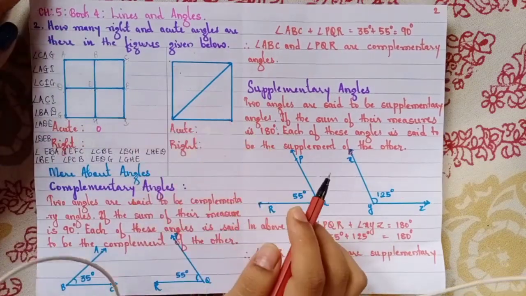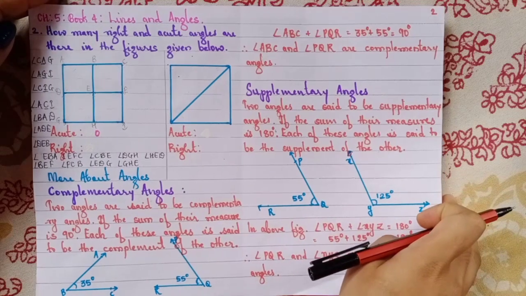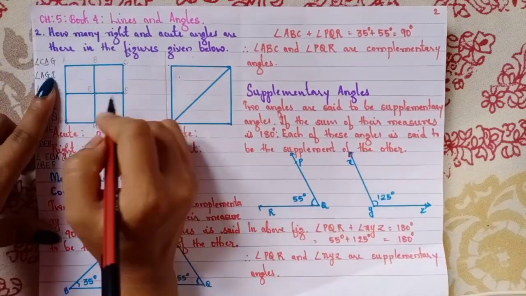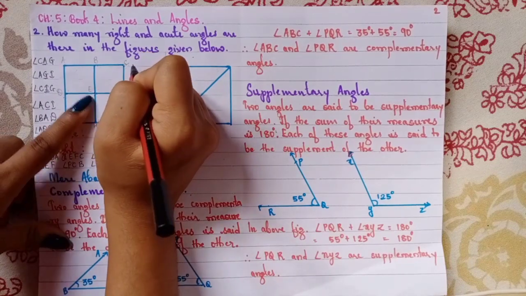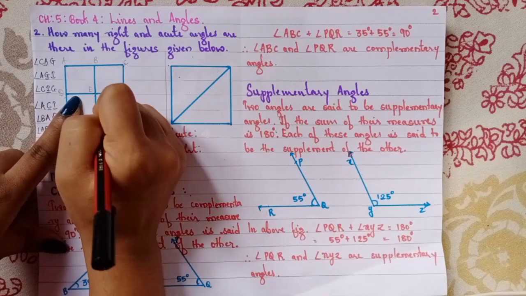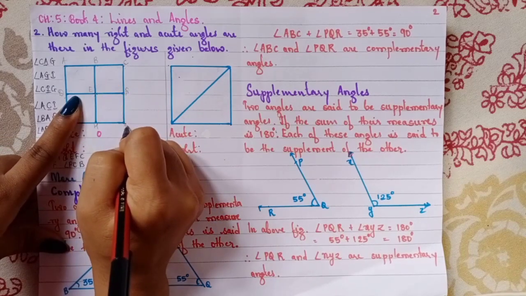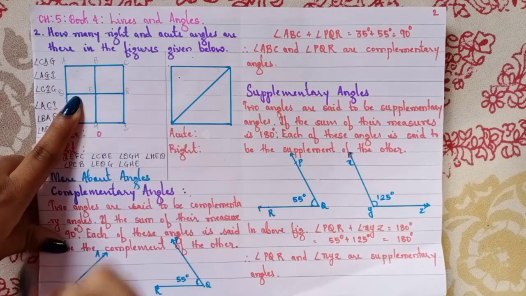Now let's see the last square's remaining 4 angles. Here we shall add the angles. I'll write here angle FEH, angle EHI, angle HIF, and angle IFE. Let's write now.